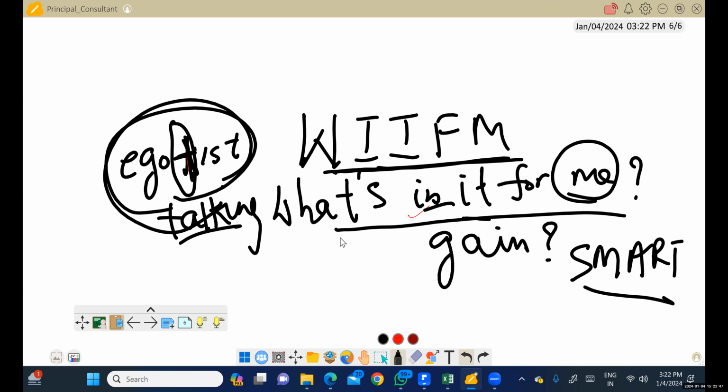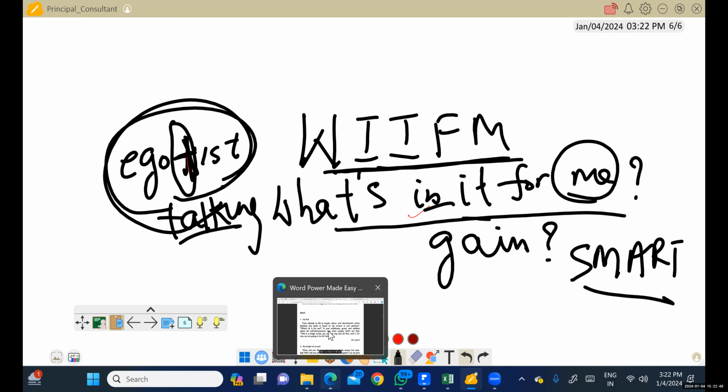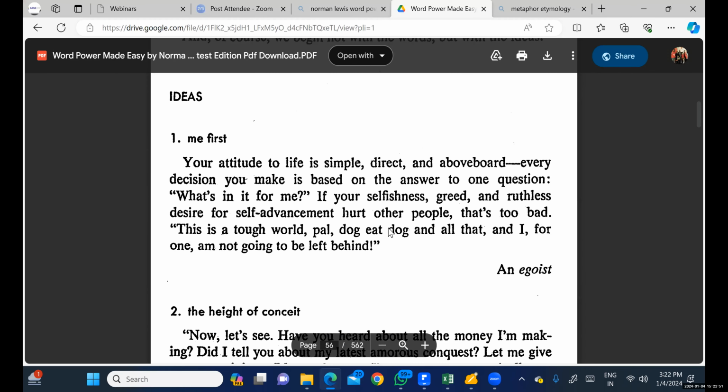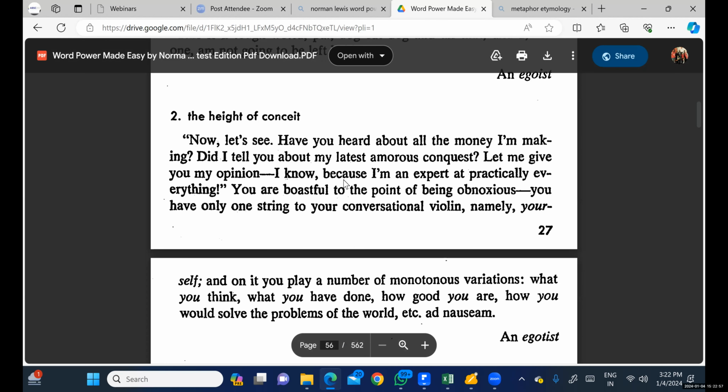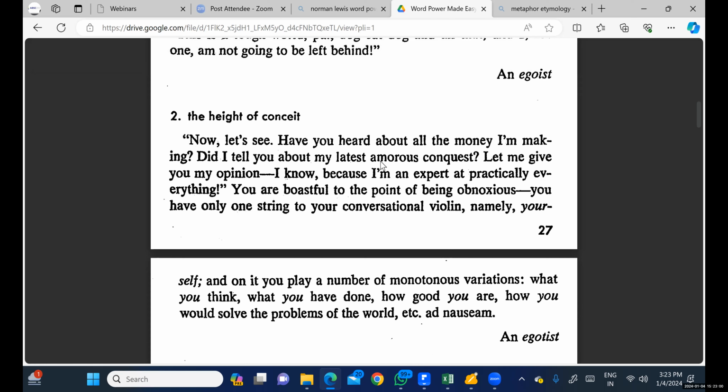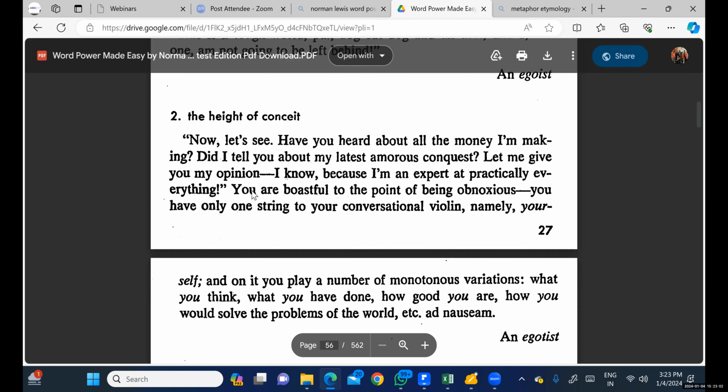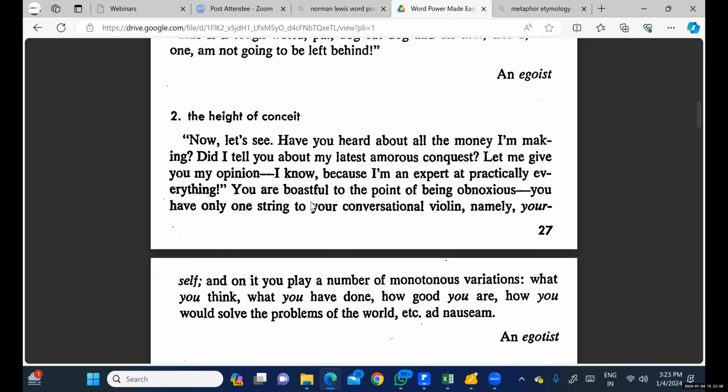Next type of person. So he's an egoist. Now the height of conceit. Have you heard about all the money I'm making? Did I tell you about my latest conquest? Let me give you my opinion. I know because I'm an expert at practically everything. You are boastful. You're boasting about yourself to the point of being obnoxious.